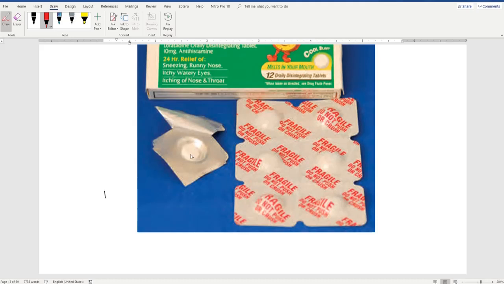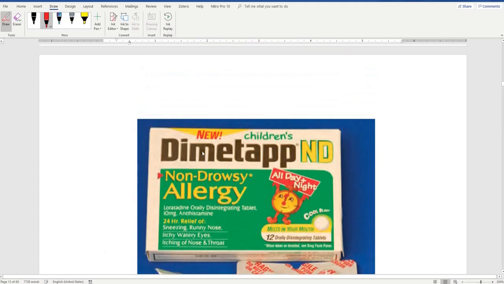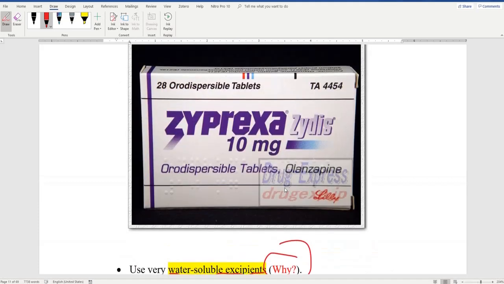The reason: if you apply pressure on the tablet, what will happen to it? It will break. Why will it break? Because we intentionally make it soft. And why do we intentionally make it soft? Because we want it to dissolve rapidly in the mouth. Look at this one. This is oral dispersible tablets of olanzapine, which is used in schizophrenia conditions.